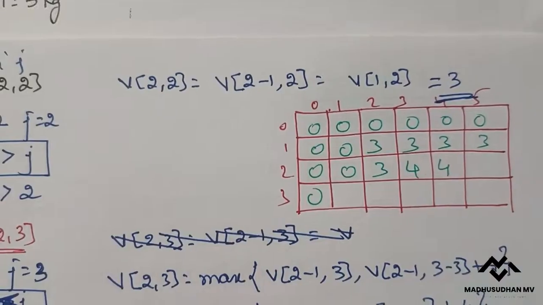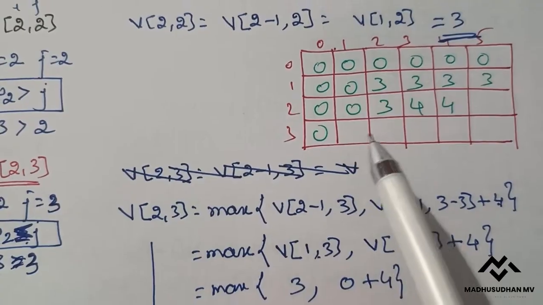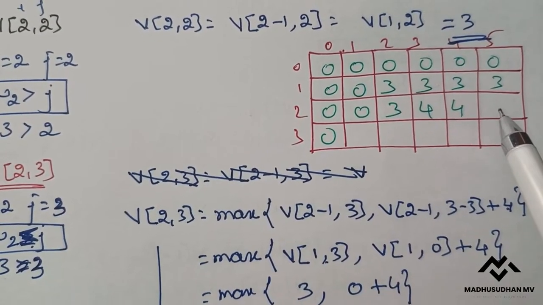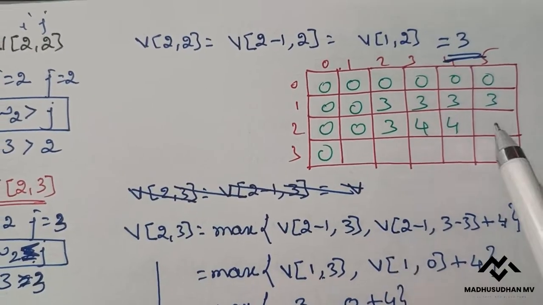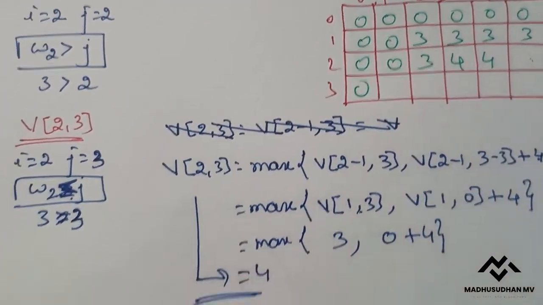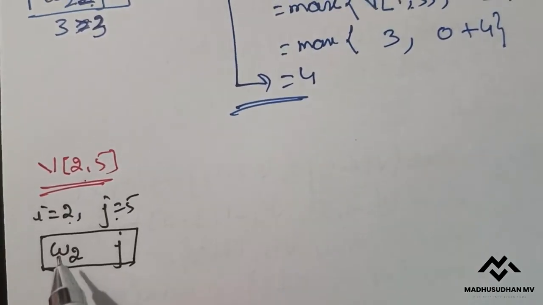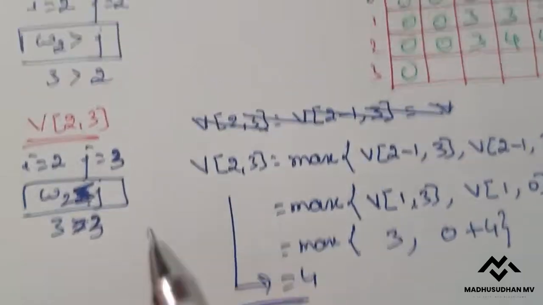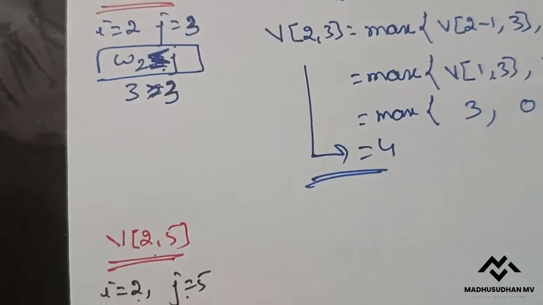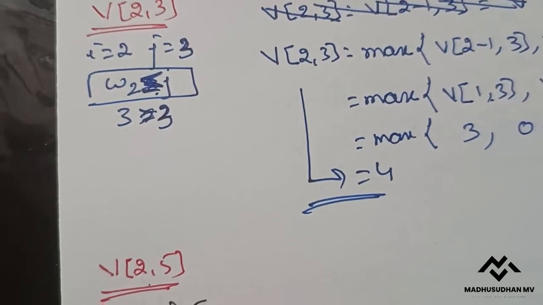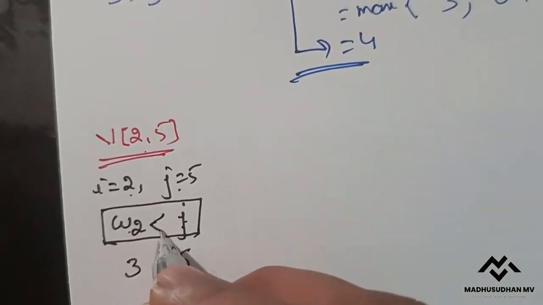I will run it once again just to show it simply. Let us find one more value, V of 2 comma 5. The I value is 2 and the J value is 5. So I need to compare W2 with J. What is the weight of the second object? The weight of the second object is 3 kg, and the remaining capacity J is equal to 5. So 3 is less than 5, so W2 is less than J.